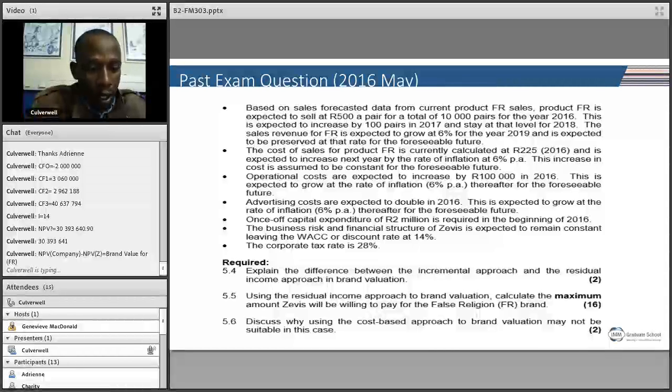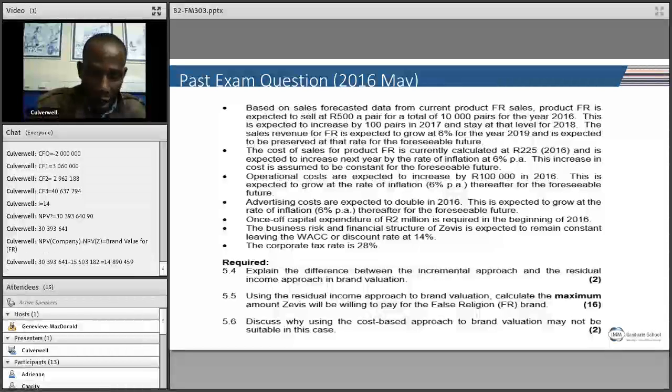That should give you the brand value for FR. So following through that question, you're then going to say 30 million, which is the value of the entire company, 393,641 minus the NPV for Z, which is given in the question, which is 14,503,182.